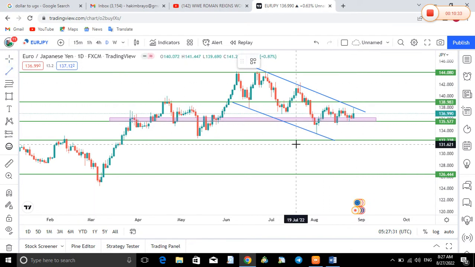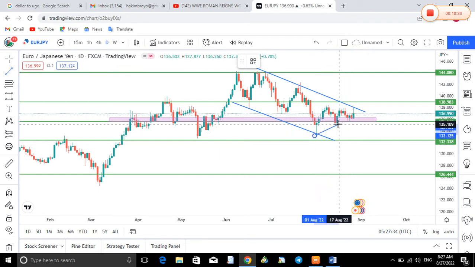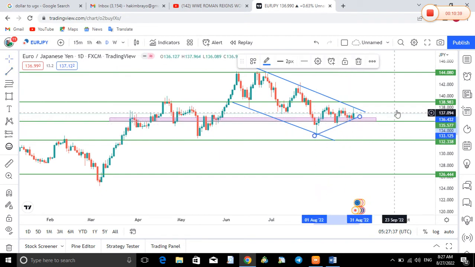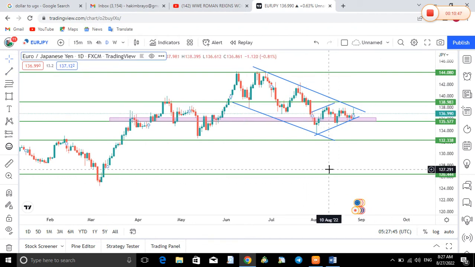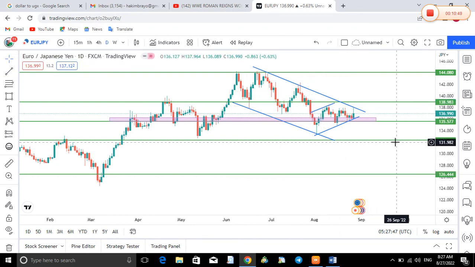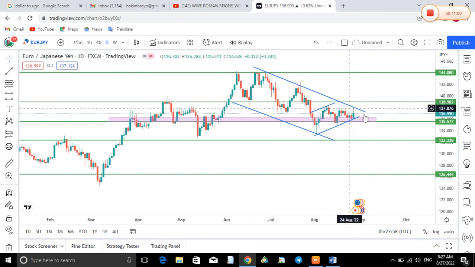If I try connecting this touch and this, plus this upper, now we have an impulse correction. But you can see that when the buyers tried to push the price to the upside, we had our third touch on this particular resistance trend line. The price didn't break this level because there is a lot of selling pressure on this resistance trend line. So the price didn't break that level.